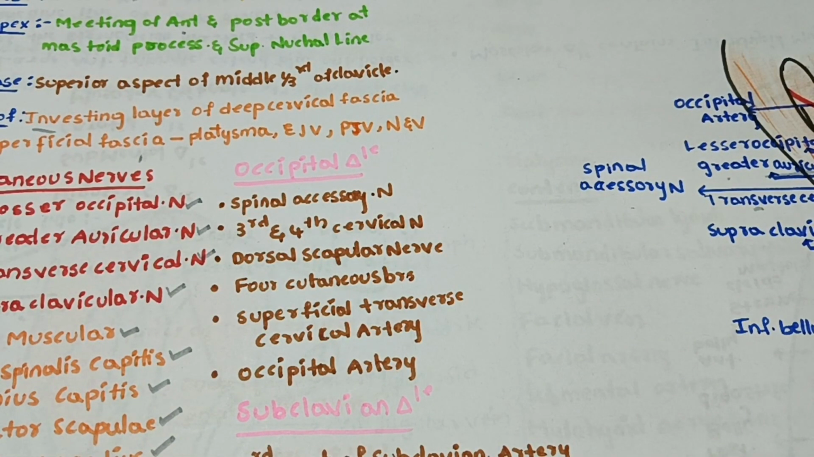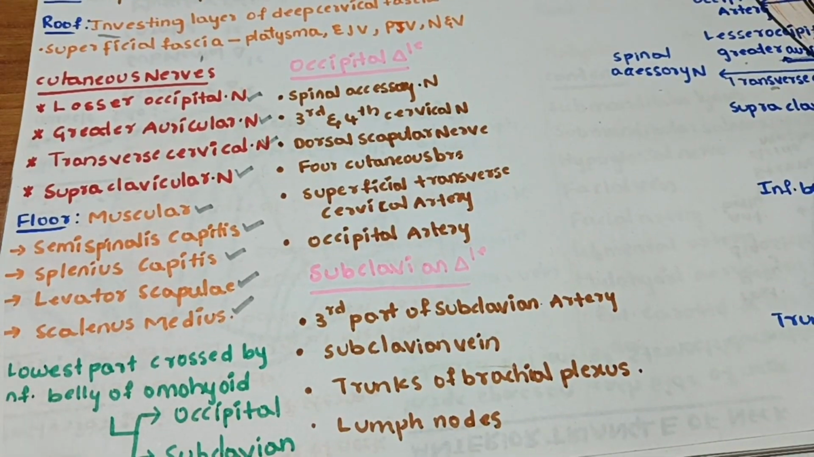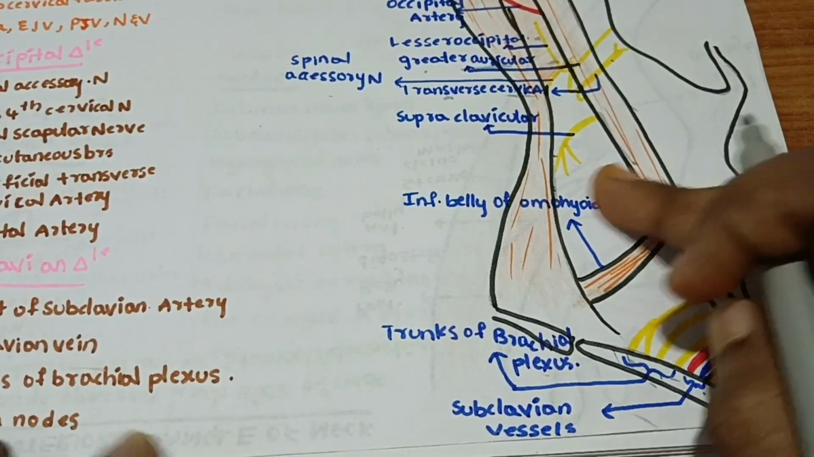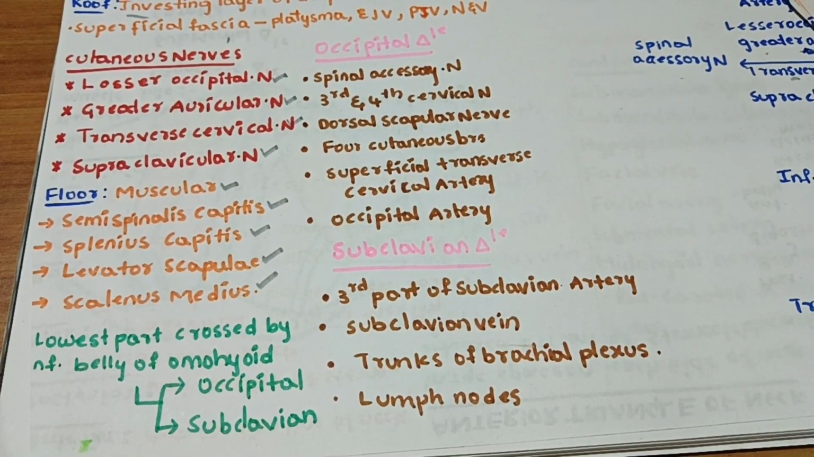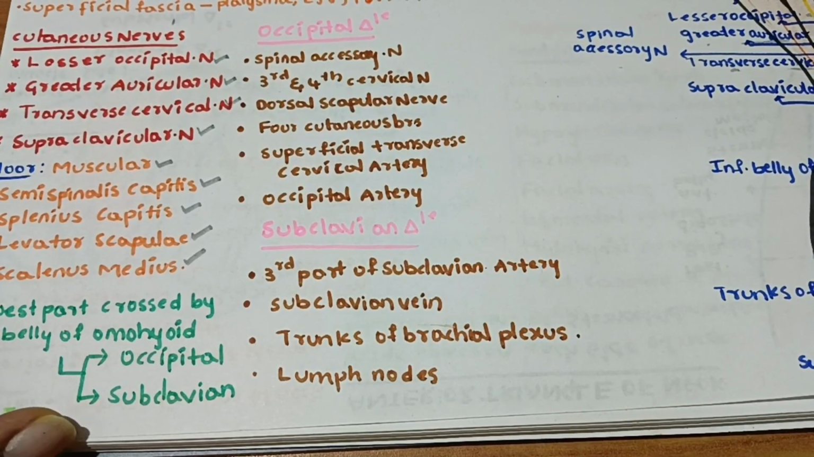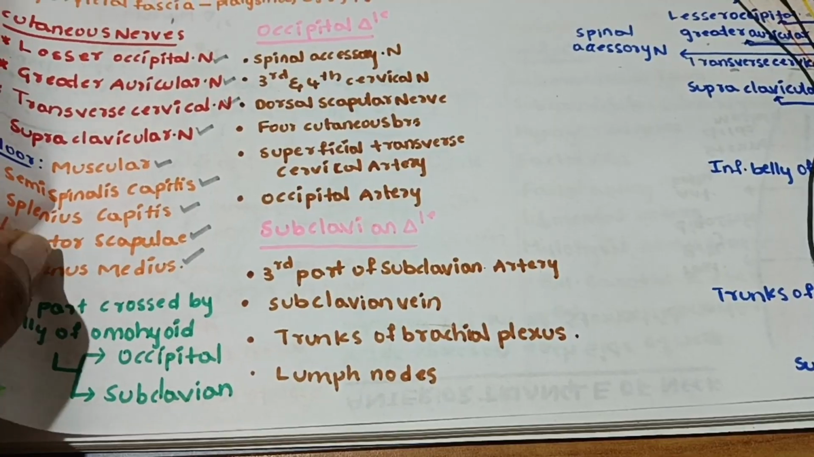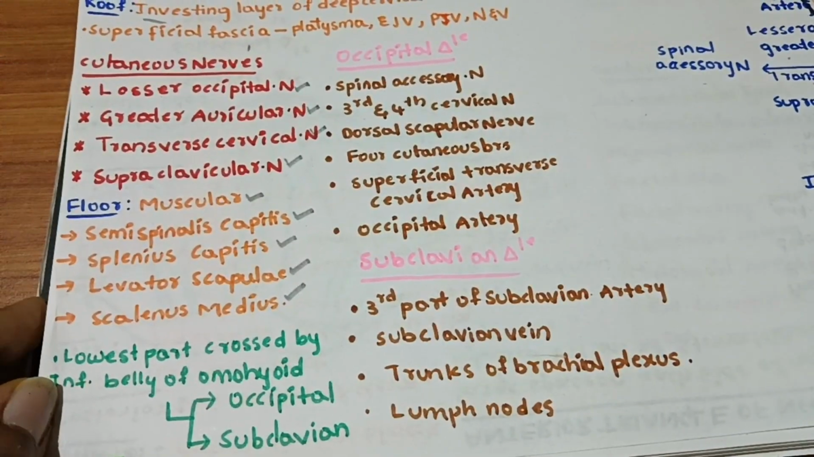So what are the contents of the posterior triangle? The posterior triangle is very large, right? So to remember the structures easily, the posterior triangle is divided into the occipital triangle and the subclavian triangle. Why? To remember structures easily. The lowest part of the triangle is divided into the occipital and subclavian triangle by the inferior belly of omohyoid.